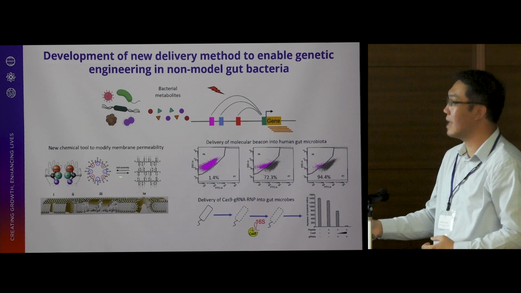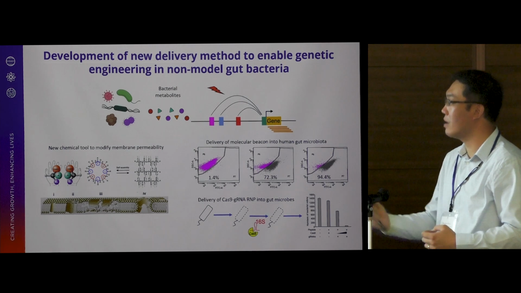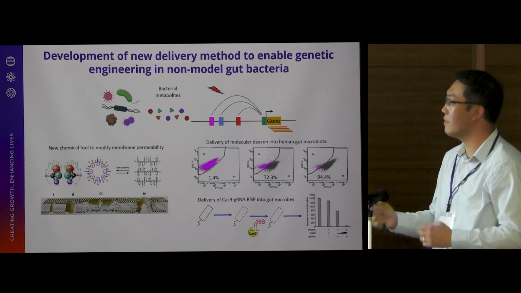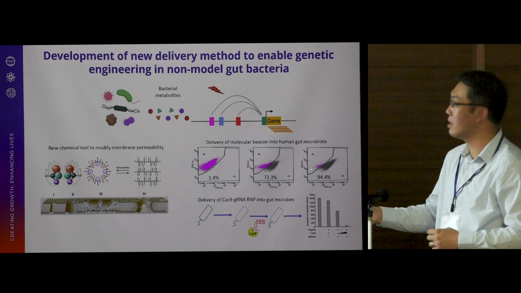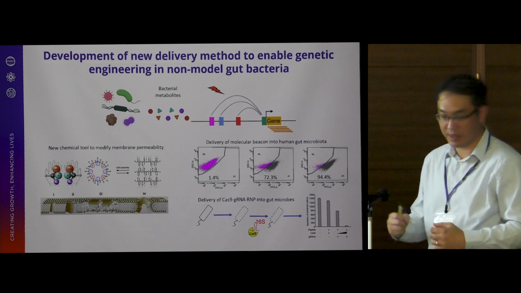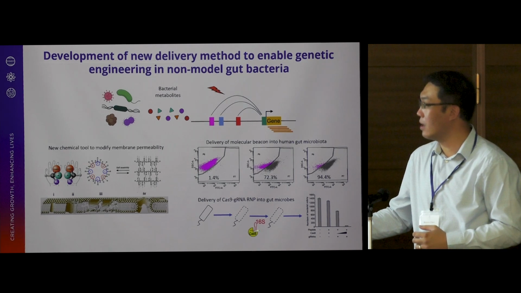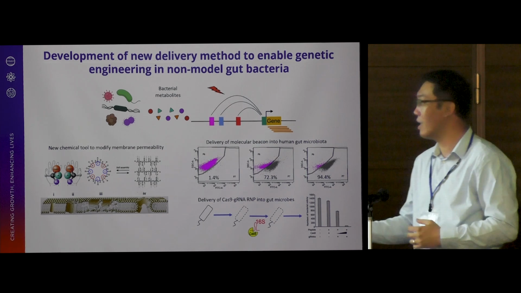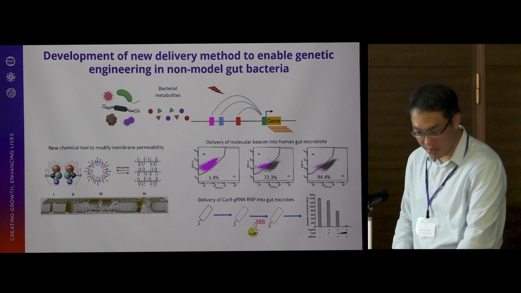So here we found the cyclic peptide we used in the previous study can actually help deliver different molecules into bacteria. For example, after peptide treatment, we can now deliver a molecular beacon, which is a short DNA oligo, into the bacteria community. You can see the fluorescence increases almost 95% after the peptide treatment. And we can also deliver the Cas9 guide-RNA complex into the bacteria. By designing the guide-RNA to target the 16S ribosomal gene in the bacteria, we are able to deplete the specific bacteria in the culture.